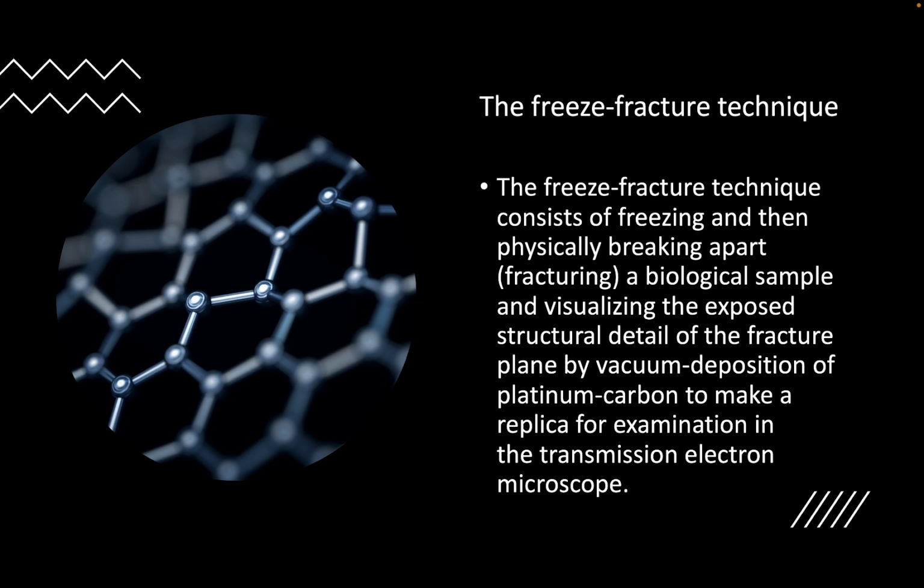Then we are going to let them dry for a moment, then take the layer. For sure the layer is going to take the structure of the cell, so we are going to have the form of the cell on that layer. Then we are going to observe it on the electron microscope. So we have a replica for examination in the transmission electron microscope.